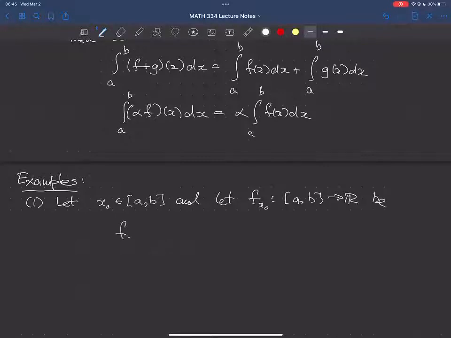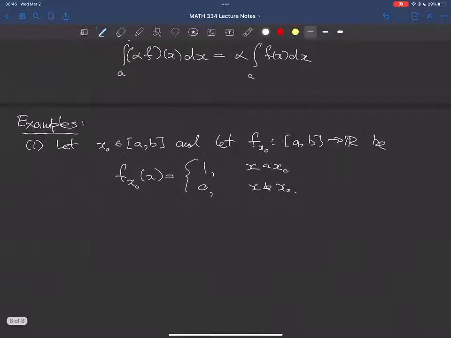All right, so this is going to be a very simple function that I've referred to before. This is a function which is 0 except at a single point, x naught. All right, so what I said before is that the Riemann integral of this function is 0. So let's make sure that we understand how this follows from the definitions.